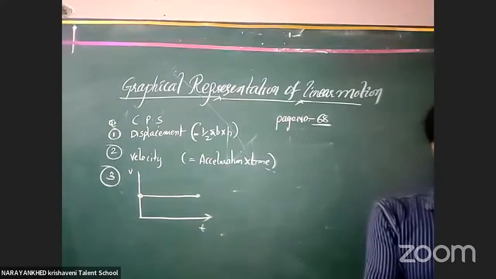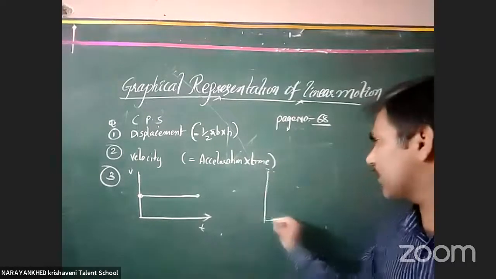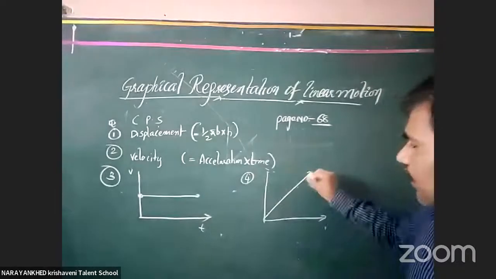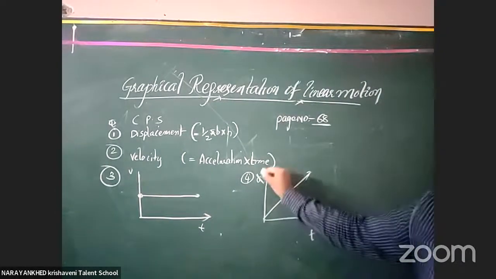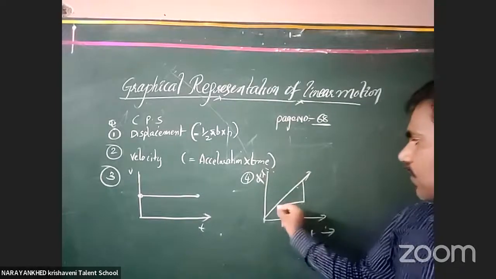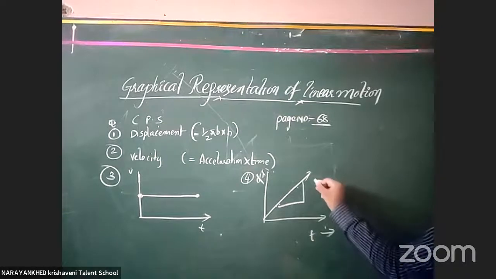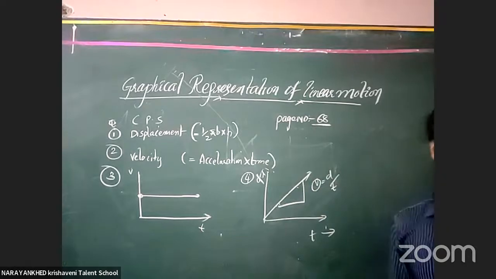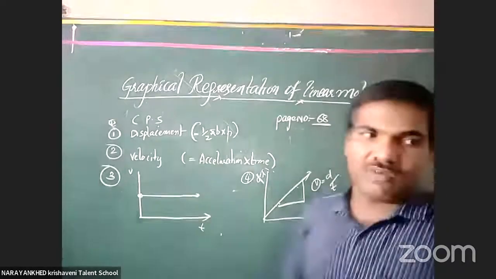The slope of a displacement and time graph gives us what? The fourth question is about displacement and time. The slope of this gives what? V is equal to d by t, which means velocity is given for us. Velocity. Understood or not? Hope you understood.